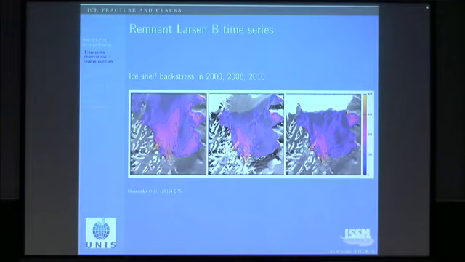We can parameterize a measure of buttressing, or what we sometimes call backstress, from these calculations as well. So more pink means there's more buttressing provided by the ice shelf. This has decreased through time. Coincident with that, we're seeing acceleration of the glaciers and thinning of the glaciers that feed this ice shelf.